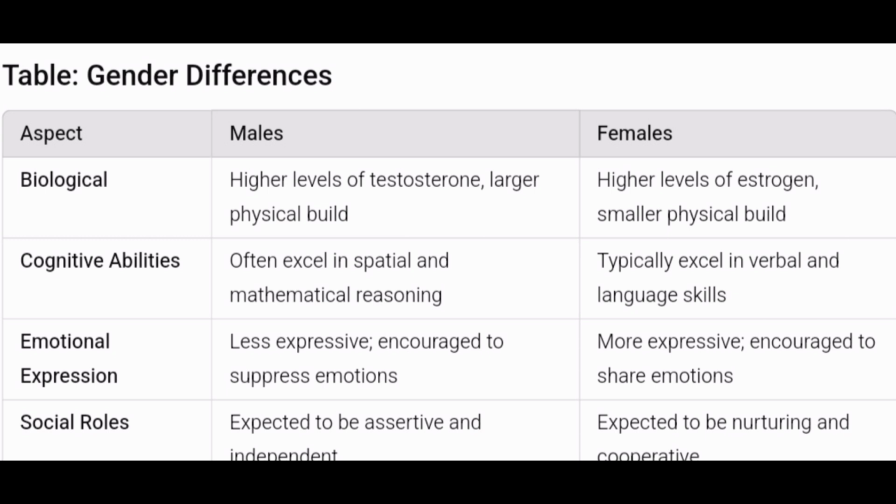Generally in the world, you will find that males are taller and stronger compared to females. And in females, you find a hormone called estrogen, which helps them in pregnancy.